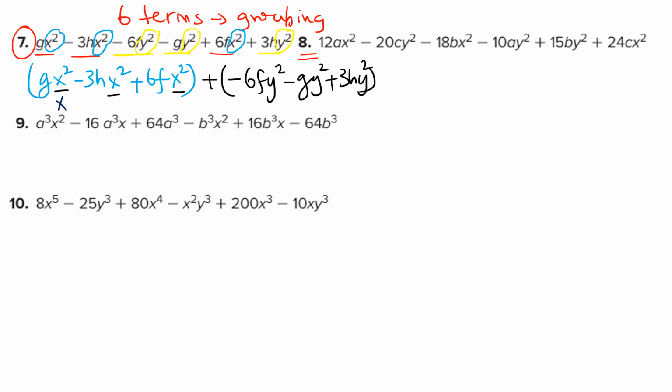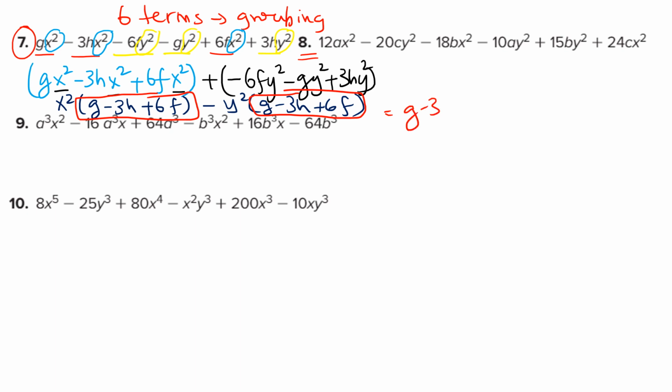So I will take x square outside. What is left? g minus 3h plus 6f. And here I take the negative also outside because of the negative sign, and then y square, I am left with g minus 3h plus 6f. Now if you see, the bracket in this term and this term is the same. So the moment you see the same, it means your answer is correct. You have not made any mistake. So let's take g minus 3h plus 6f common, and what is remaining is x square minus y square.